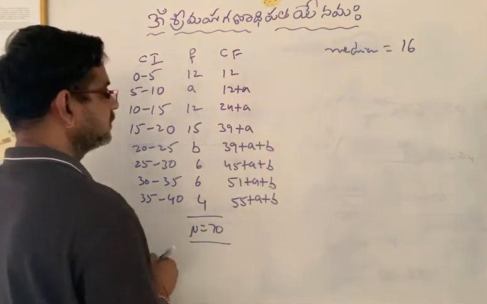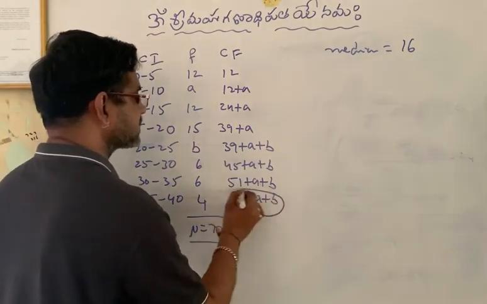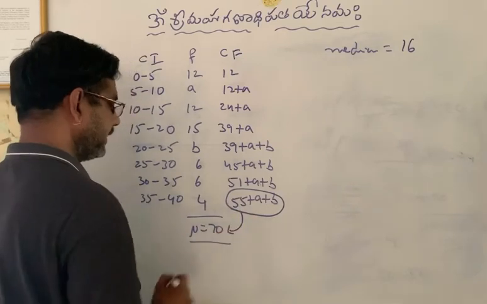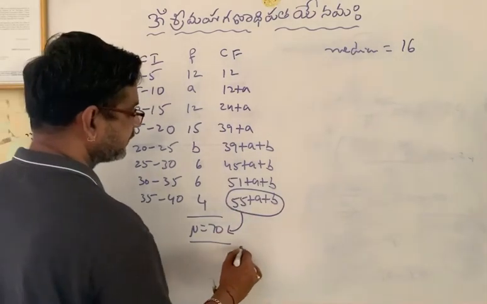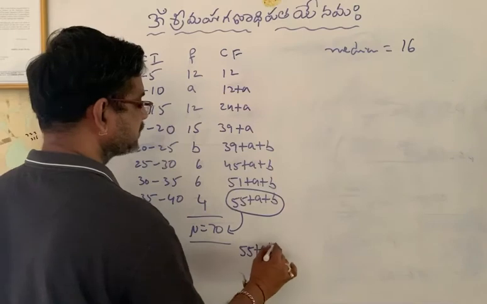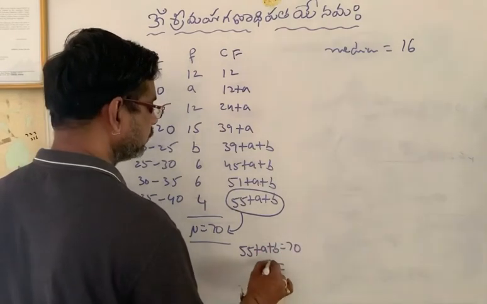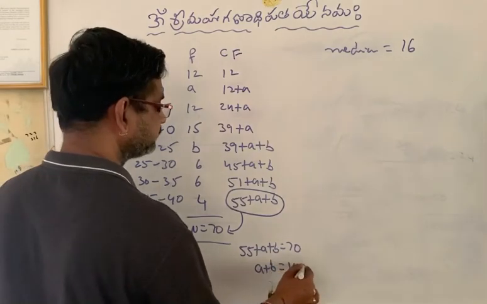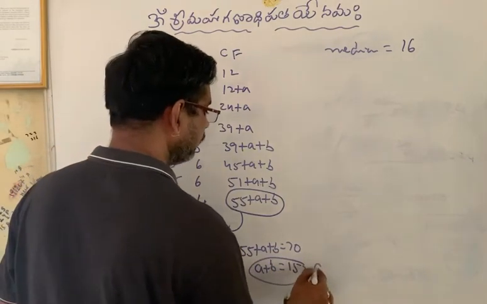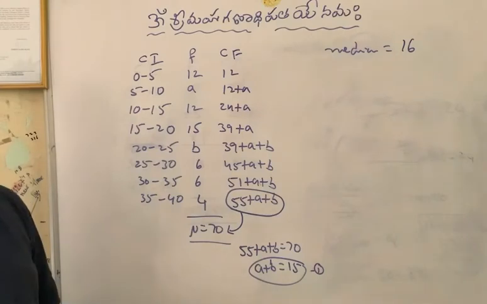And we know that the last value of the cumulative frequency is equal to n, that is 55 plus A plus B is equal to 70, then A plus B is equal to 15. Let it be equation 1.